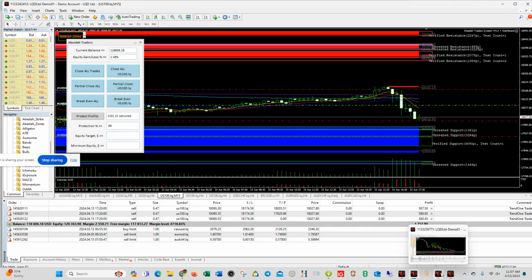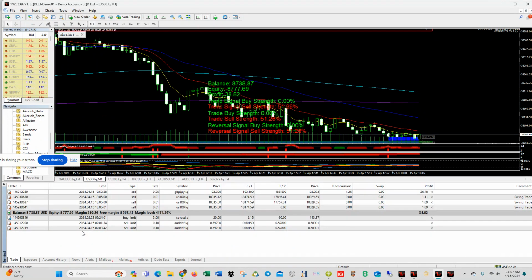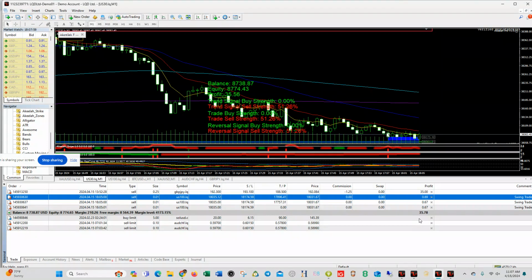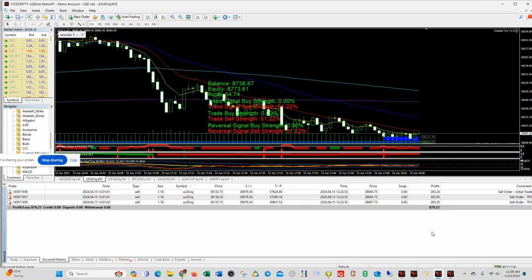I think we've got one more account that we're running, and this one is a roughly $8,000 account or so. And so right now we're in a NAS 100 sell, and that one is pretty much at break even, and we've got a GJ sell. So right now we're only floating about $30 profit. Let's see what we've closed out on this $8,000 account today. So we've closed out $870.